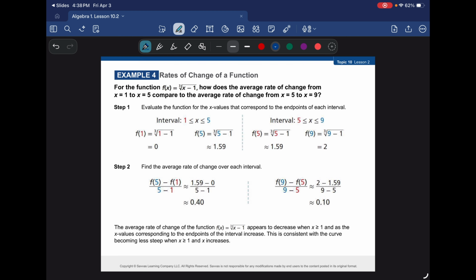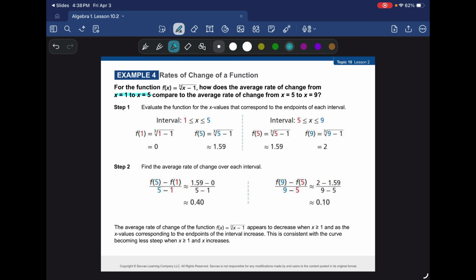Example 4, rates of change of a function. We've done rates of change already with other functions, so we're going to use the same process, evaluating the endpoints for the interval and then using our slope formula to find the change in output over change in input to find the average rate of change. Again, since this is a curved function, we can't get an exact rate of change or slope at each point, so we're just going to look for the average between 2 points. Our function is the cube root of x minus 1. Just thinking about it in my brain, I imagine this graph is shifted 1 unit to the right from the parent function.